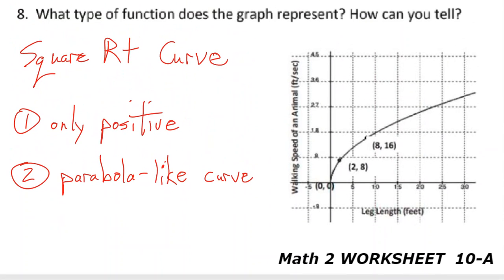Now, I've really kind of buzzed through this, and we didn't really look at what it's looking at here. It is showing that there is a relationship between the length of the leg of an animal, how many feet long the leg is, and the walking speed of an animal, how many feet per second they can walk. And obviously the longer the leg, the faster they can walk, but that's not a straight line. As a matter of fact, the longer the leg gets, the speed tends to grow less.